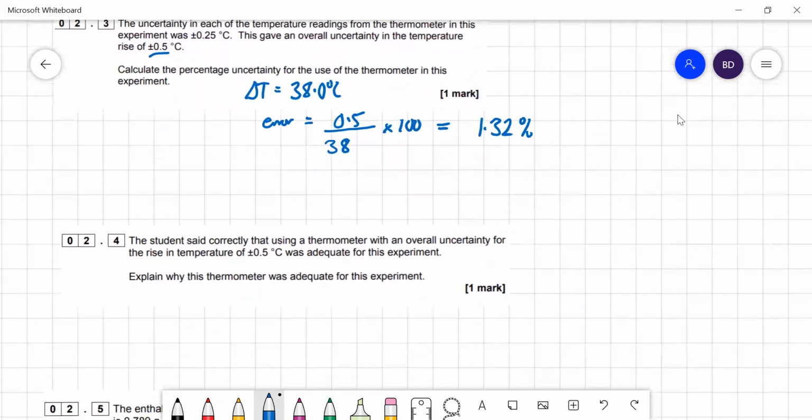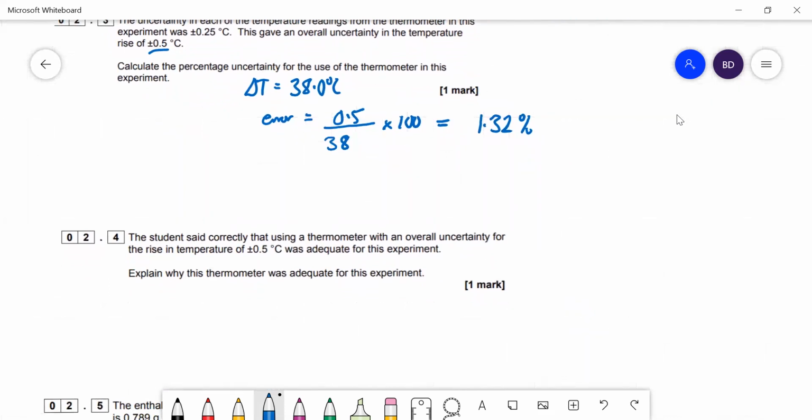The student said that using a thermometer with an overall uncertainty of this was adequate. Explain why. Well, as I said earlier, it is because the heat loss errors are going to be an awful lot bigger than that. Much bigger. They're probably going to be like 30%, 40%, even 50%. So this makes no difference really.